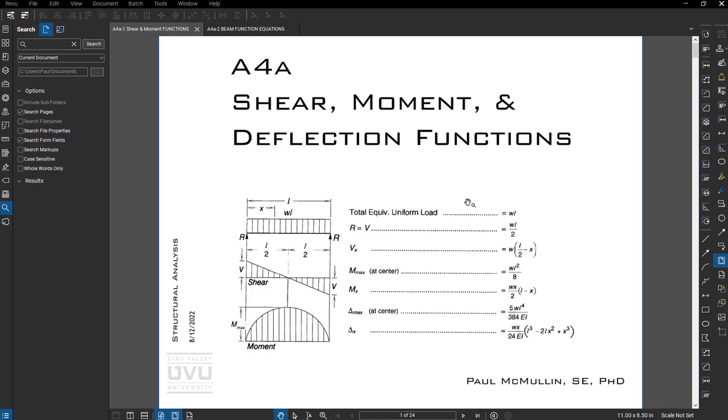Okay, let's dive into shear, moment, and deflection functions. One of the nice things about using tables, or even the free body diagram method, which we'll talk about briefly, is they have complete solutions for the reactions, the shears, the moments, the moment at any point, the max deflection, and the deflection at any point.